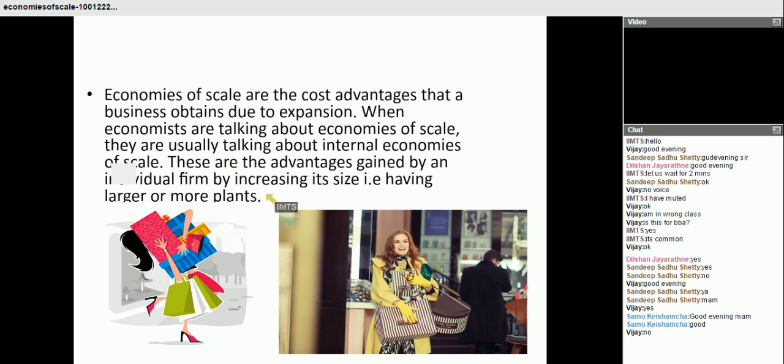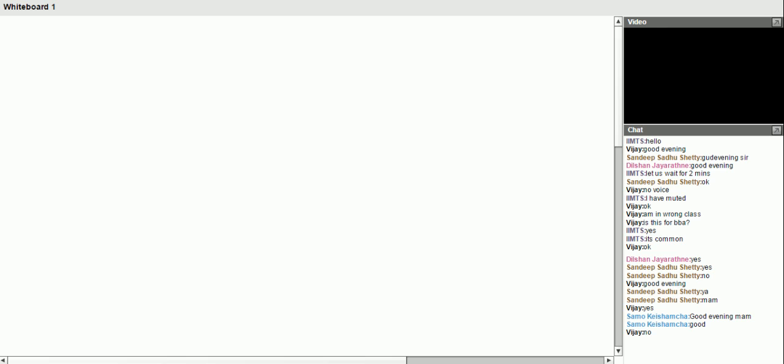Okay. So they are the advantages gained by an individual firm by increasing its size, that is, having larger or more plants. Now, with economies of scale, there is no reduction in the cost of output. That is what we need to know. But what economies of scale actually means is that the per unit cost goes down. Okay, this is what economies of scale means. When a firm increases its production beyond a certain level, its per unit cost goes down, and that is the situation of economies of scale.